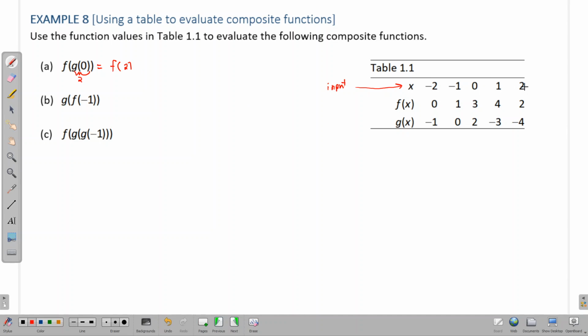Go again to the input row. 2 plugged into f comes out as 2. Okay, next one. Plug -1 into f, you get out 1. This whole thing is 1, so we're really doing g of 1. And then plug 1 into g and you get out -3.